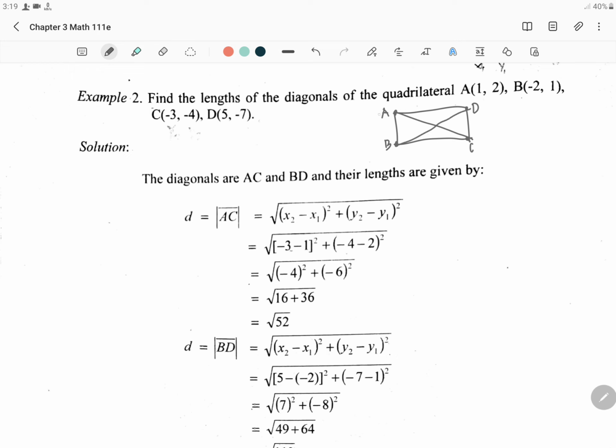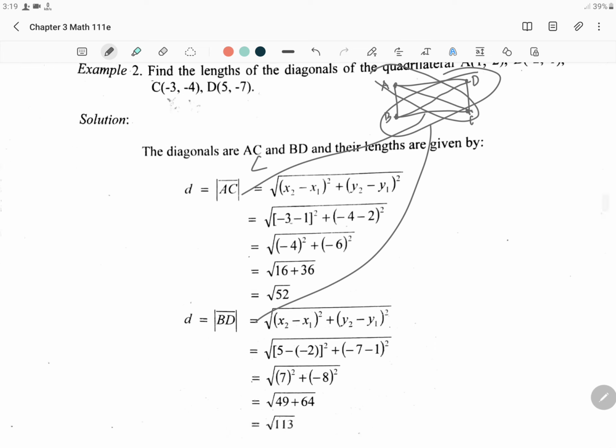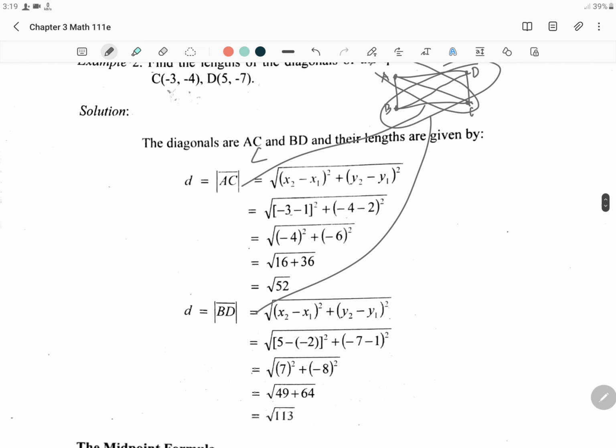Hindi natin pwedeng AB yung ilagay natin dyan kasi hindi yan diagonals. Okay? Dapat magkasunod ang A, B, C, D. Hindi kaya kung saan-saan mo lang nilalagay yung points mo, yung naming mo. Hindi rin ito pwedeng ilagay mo dito. That is wrong. Okay? Follow carefully ha. Observe carefully. Kaya ito, A, C, ito naman kay B, D. So, that's it. That's how simple you do it.